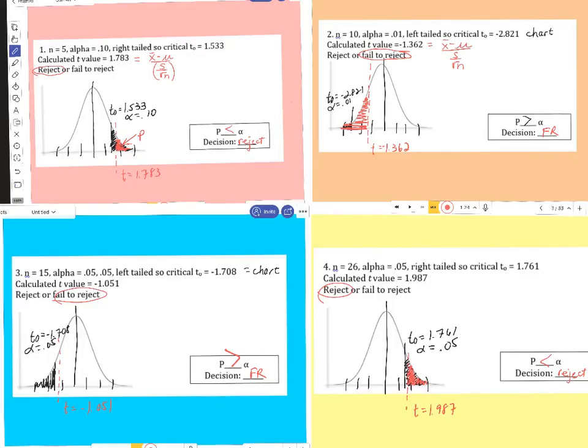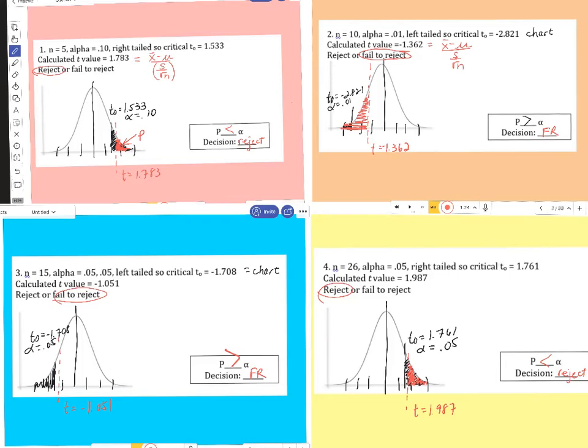So let's notice the contrast. In question 1, p was less than alpha, we rejected the null. Question 2, p was greater than alpha, we failed to reject the null. Notice the contrast. Question 3, p was greater than alpha, we failed to reject. And question 4, p was less than alpha, we rejected the null.